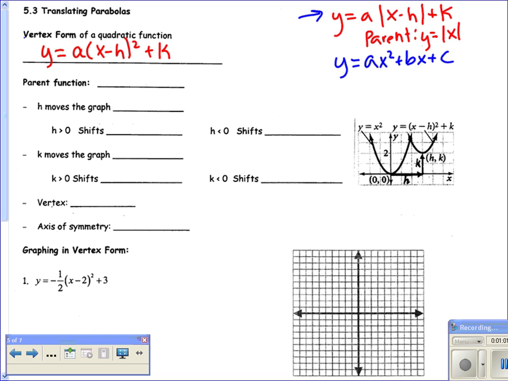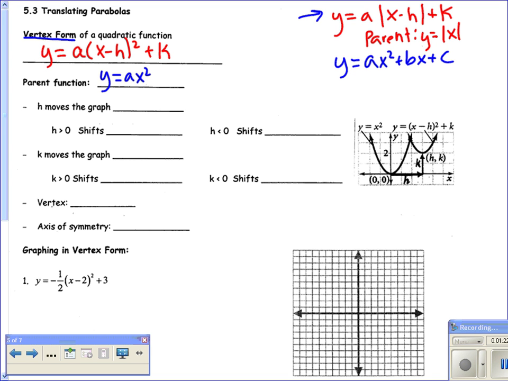So what do you think vertex form is nice for? Of course, in the equation, it's easy to see what your vertex is. The parent function for this would be y equals a x squared, so that would be the smallest shape, and generally the parent function is y equals x squared or y equals negative x squared, depending if it's opening downwards.